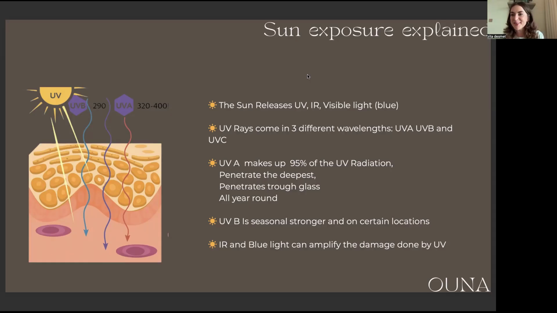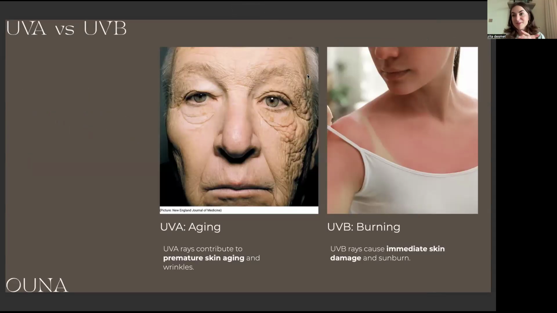People tend to think that when we think about sun care, we need to think about UVB or not burning, but there's so much more to it. Infrared and blue light can also amplify the damage that has been done by UV. When I talk about UV, I mean the damage from UVA and UVB, as they both have different effects. So what is the difference between UVB and UVA, and what harm can they have on our skin?